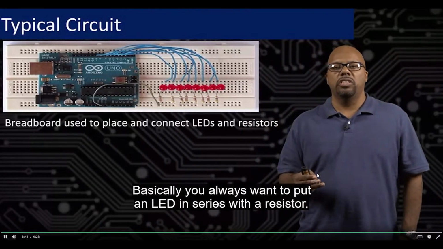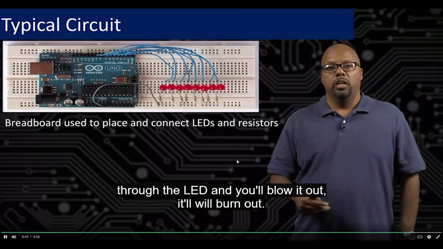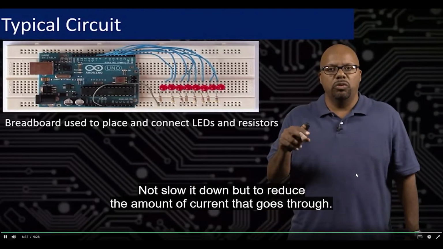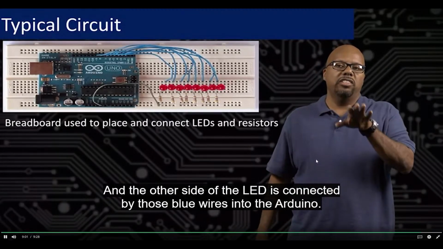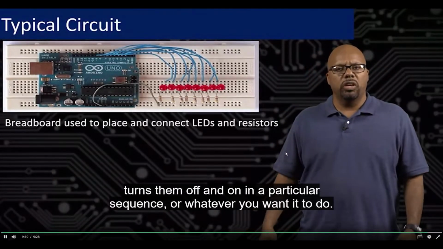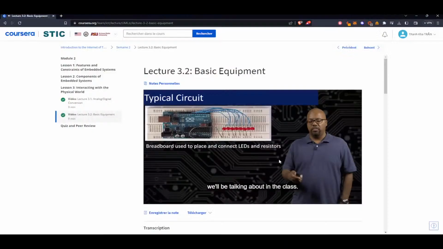Basically, you always want to put an LED in series with a resistor. If you don't, then what'll happen is you'll drive too much current through the LED and you'll blow it out. It'll burn out. It'll be very bright for a second, then you'll hear it popping. It'll be gone. So you put resistors in there to reduce the current, not slow it down, but to reduce the amount of current that goes through. And the other side of the LEDs are connected by those blue wires into the Arduino. And the Arduino has some program running on it that probably turns the LEDs on and off in a particular sequence or whatever you want it to do. So those are the type of components that you will be using in the class and we'll be talking about in class.